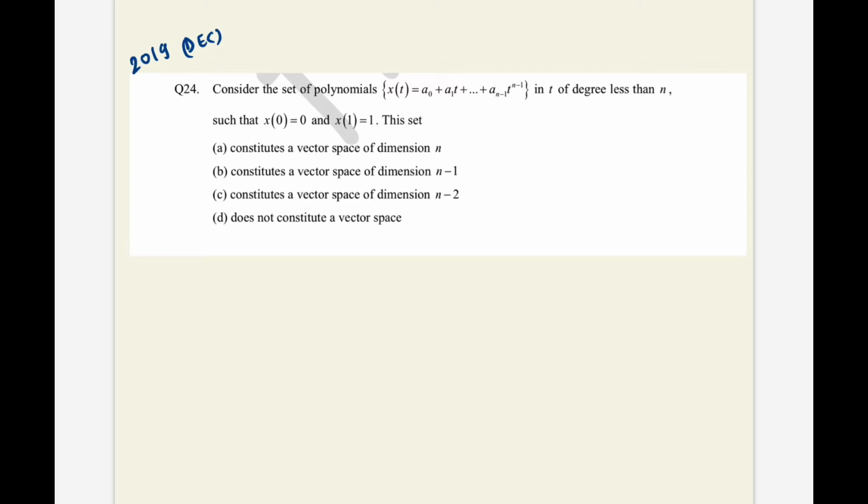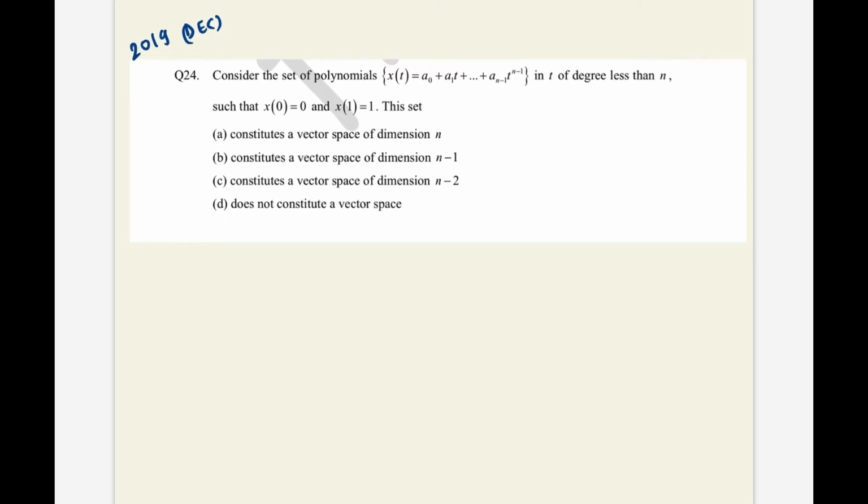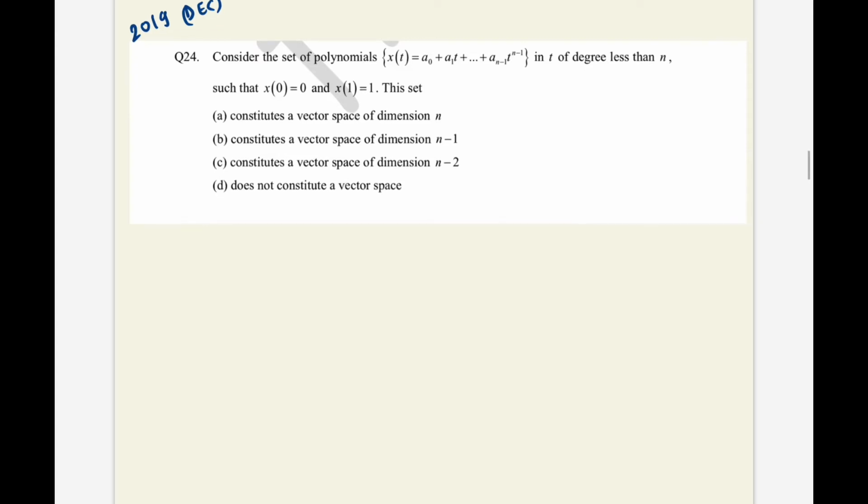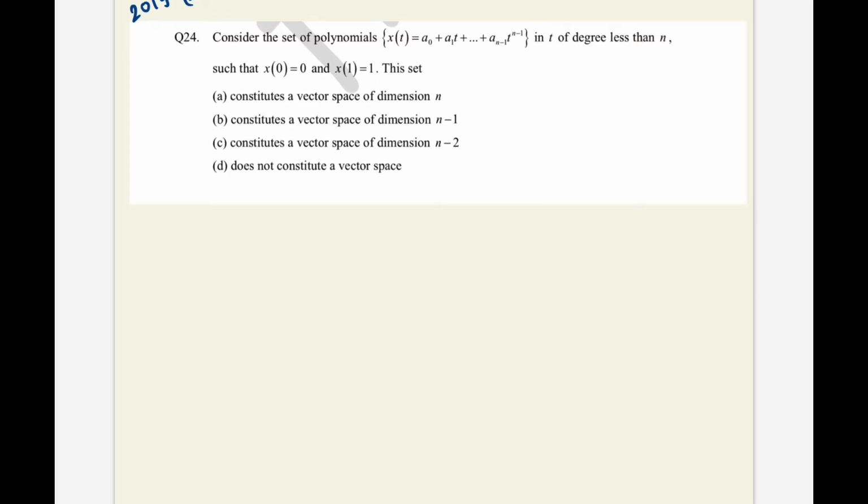The question reads as: consider the set of polynomials x(t) equals a0 plus a1 t plus up to an minus 1 t to the power n minus 1 in t, of degree less than n, such that x of 0 is equal to 0 and x of 1 is equal to 1. In this question we have to tell whether it constitutes a vector space or not. For a vector space, we know that this is an important concept to know and to remember.